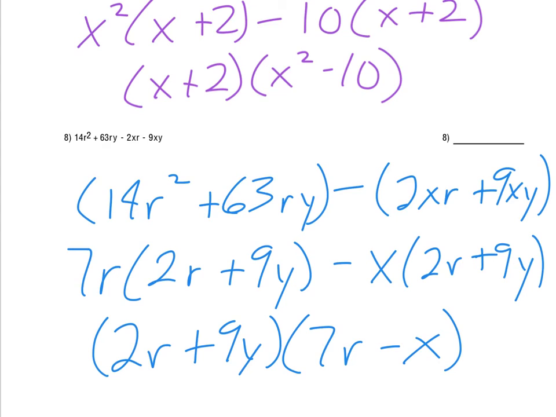So those are the factoring questions for the 6-1 part of the quiz. Again, looking at taking out greatest common factors and also looking at factoring by grouping.